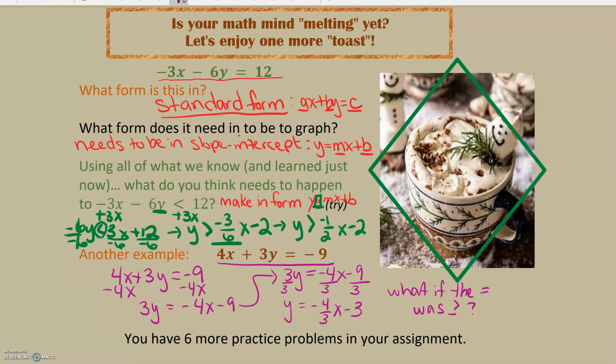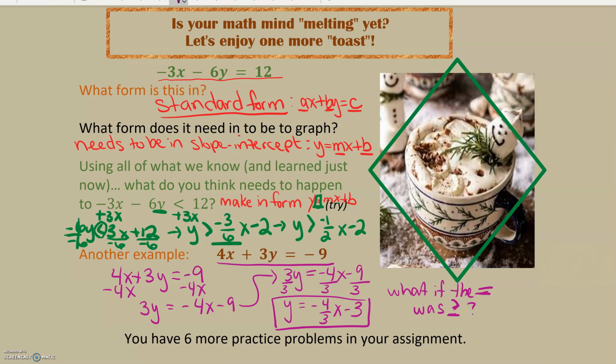So I subtracted 4x from both sides. I then divided every term by positive 3. Each term, I'm left with y equals negative 4/3 x minus 3. That is now in slope-intercept form. But what if that equal sign was a greater than or equal sign? Would that sign flip, or would that sign stay as y is greater than or equal to negative 4/3 x minus 3? Answer that question. You are done with this video.